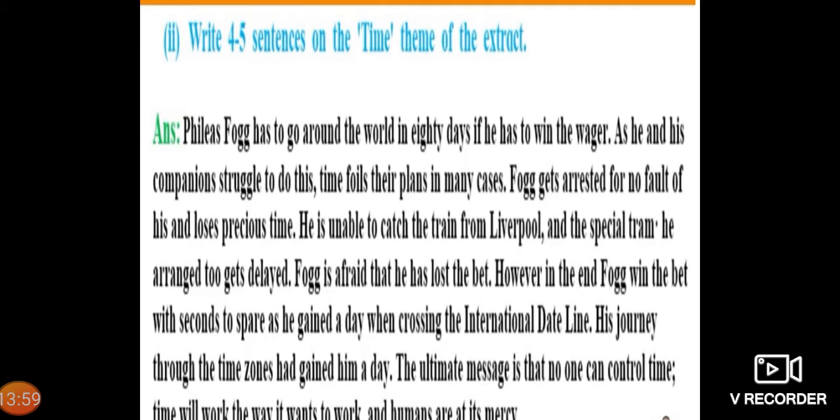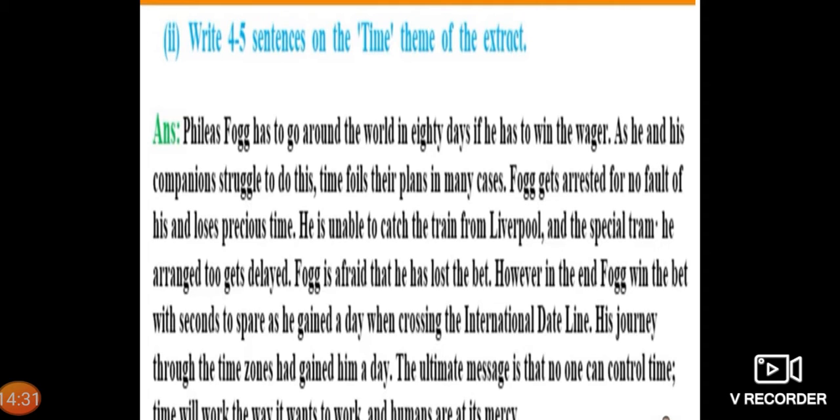Next, write 4 to 5 sentences on the time theme of the extract. Answer: Phileas Fogg has to go around the world in 80 days if he has to win the wager. As he and his companions struggle to do this, time foils their plans in many cases. Fogg gets arrested for no fault of his and loses precious time. He is unable to catch the train from Liverpool and a special train he arranged gets delayed.